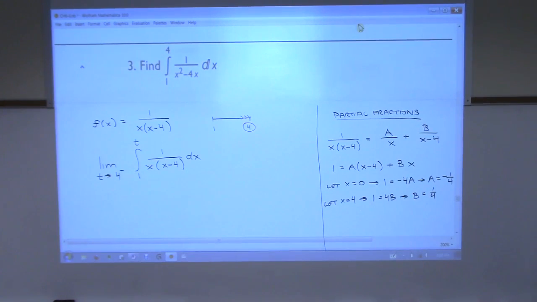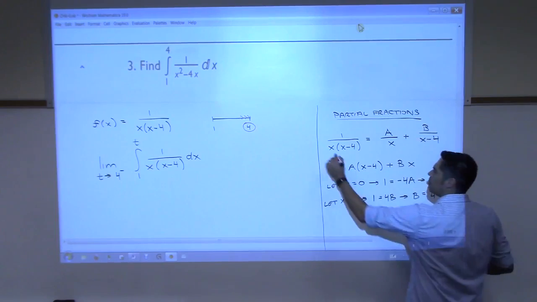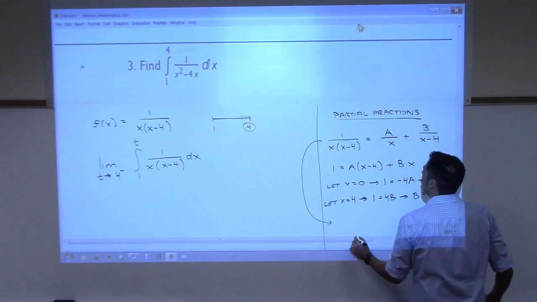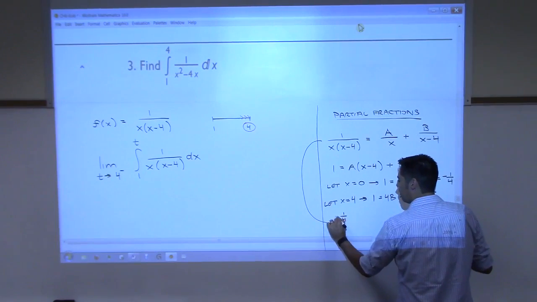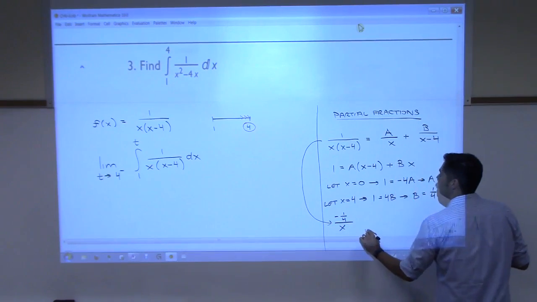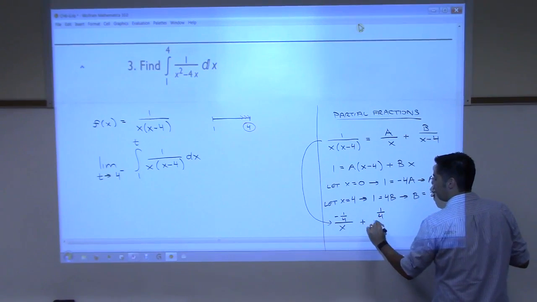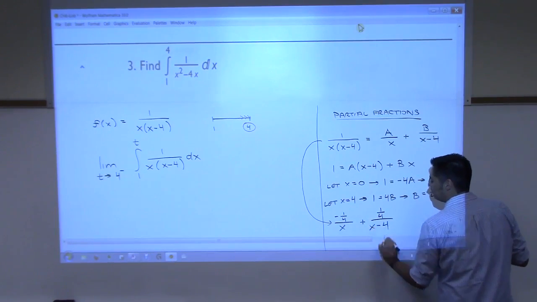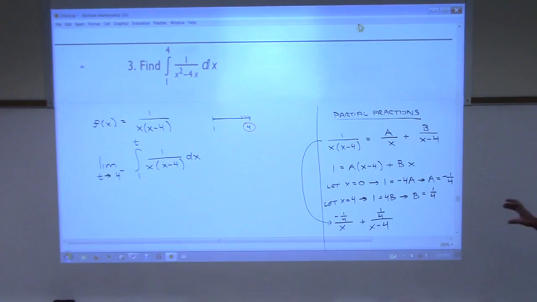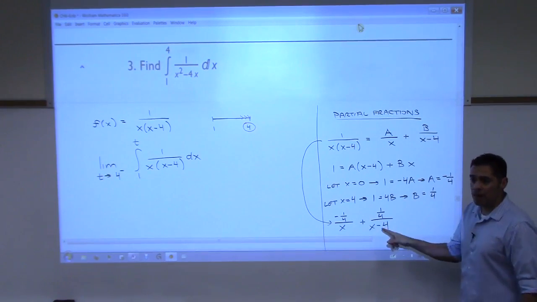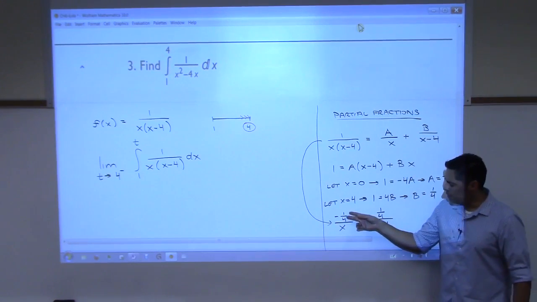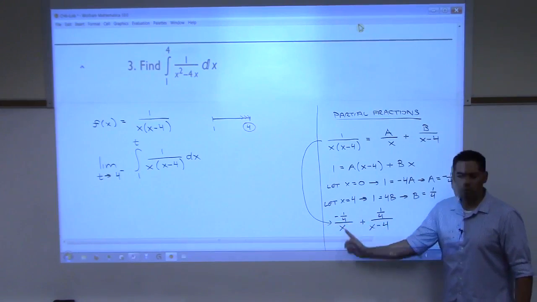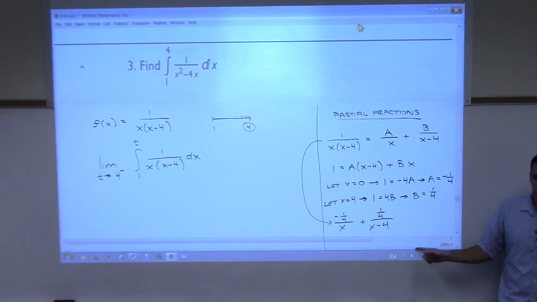All right. So let me rewrite this. This becomes a, which is negative 1/4, over x, plus b, which is 1/4 over x minus 4. So I found my a and my b. And that means when I go to integrate this, it should be pretty straightforward because I can bring the constants out, and then each one of those will be a natural log. Is that fair?